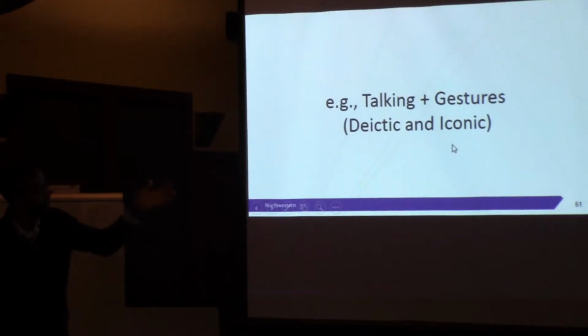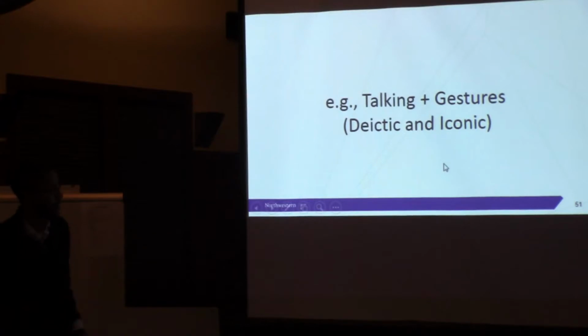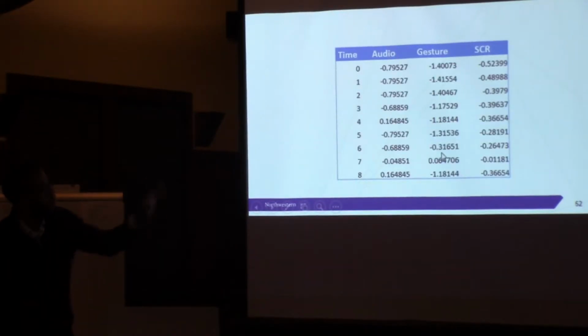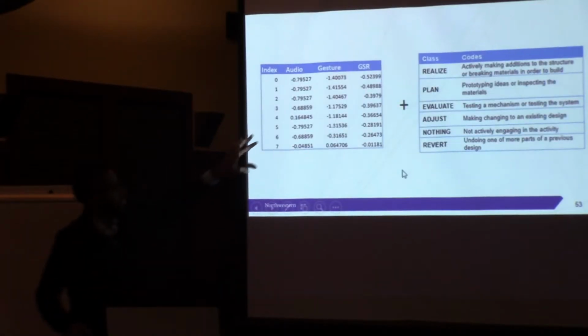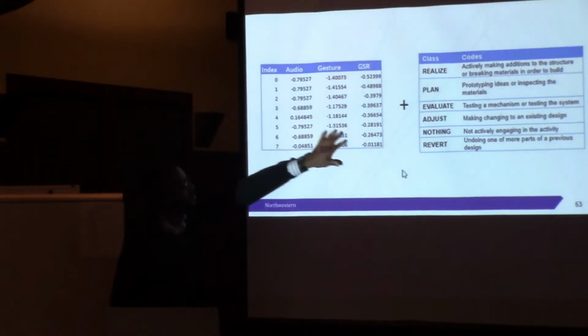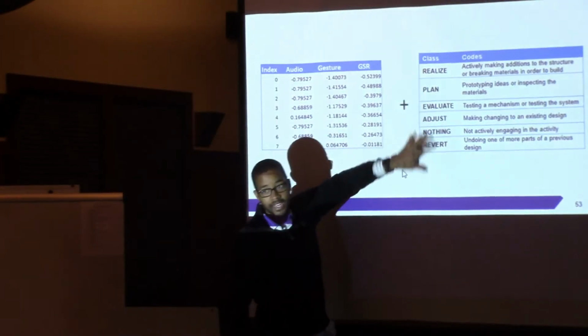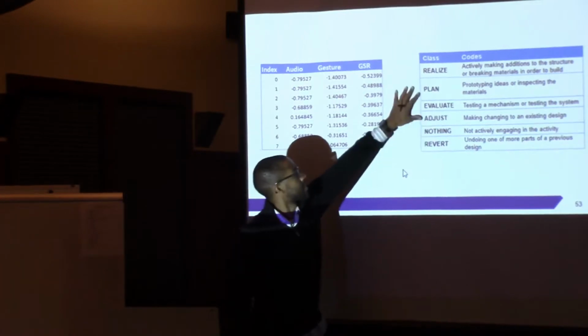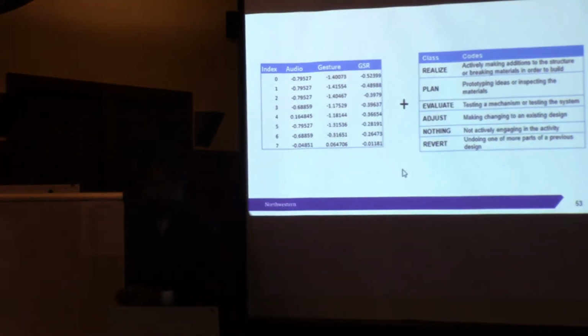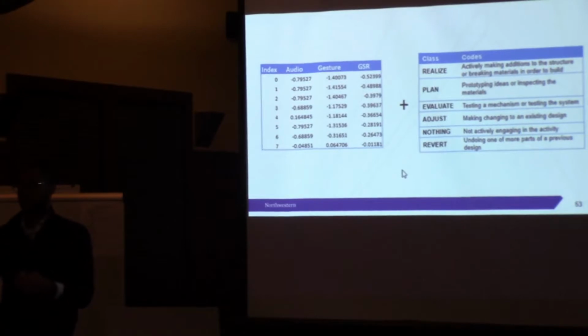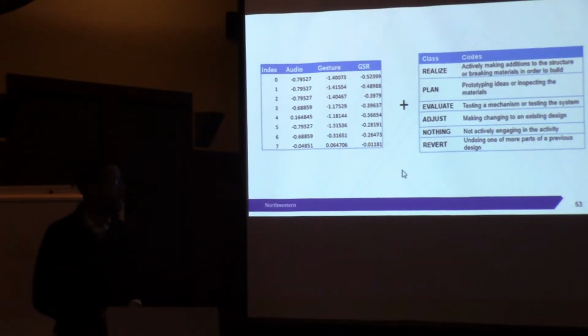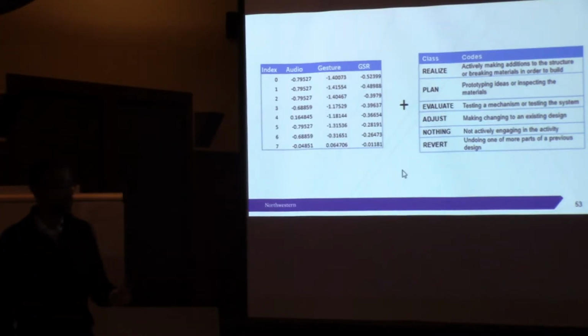One of the motivations for this is thinking about the importance of talking and gesturing. So you've got the deictic and iconic gestures. So here we have the data. Essentially, it's taking this data fused with hand-labeled gestures. So it's me looking at the data and saying, okay, the action that the student just took was a planning action, an evaluation action, an adjust, a nothing, or a revert action.